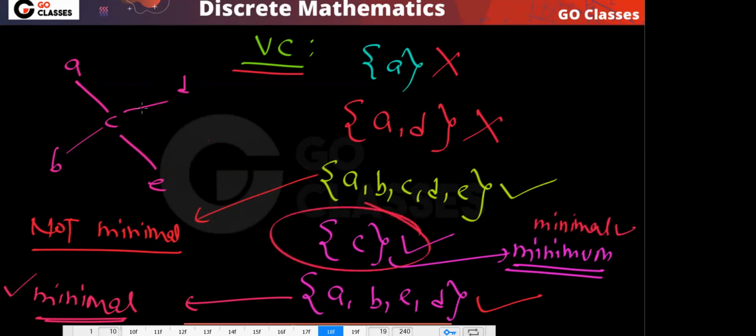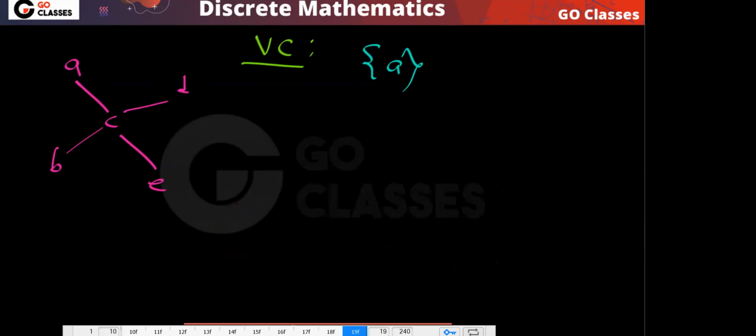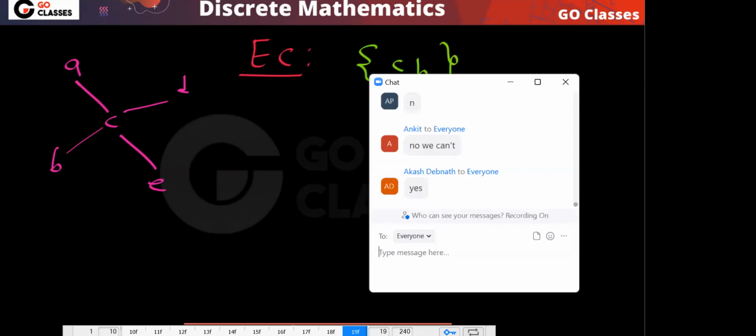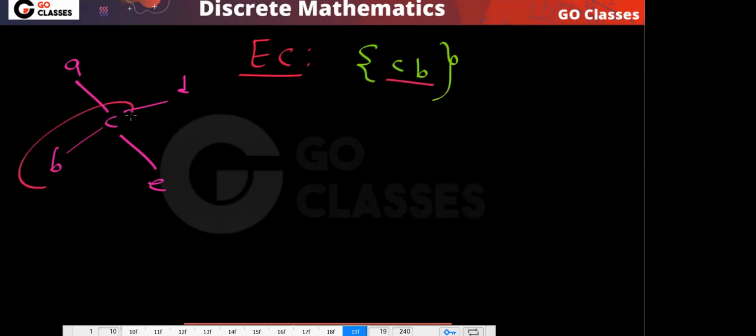Okay, you cannot remove anything, and this is the minimum. Now the same thing can we do for edge cover. What can you say about the edge cover? Which of the following is the edge cover? Like for example, can I say this edge CB? Is this the edge cover? This is not the edge cover.